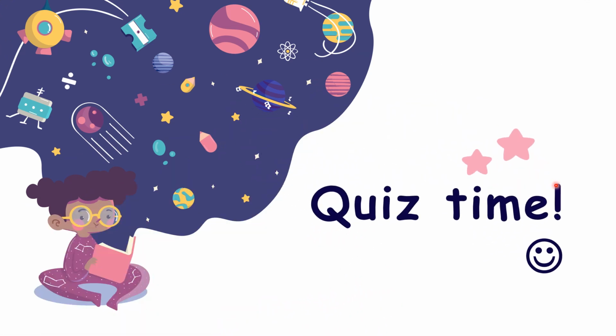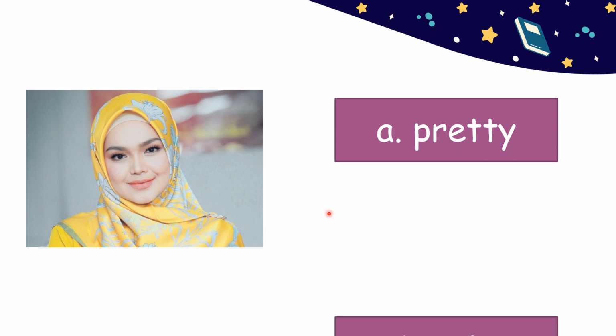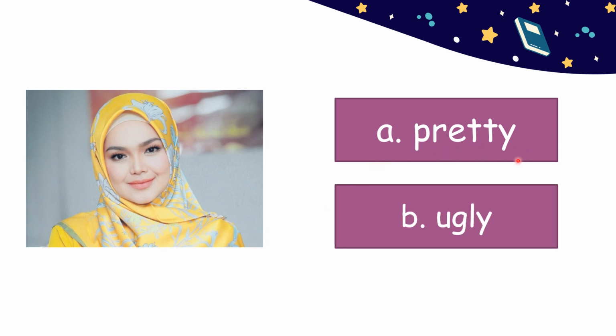Alright, so you have learned the 5 new words that I have introduced to you. Now, it's quiz time. Are you ready for the quiz time? Alright, let's get started. Alright, so question number 1. Look at this picture. So we have A, pretty, B, ugly. Which of these 2 are the answer? Good job! It's A, pretty. She is pretty. Very good.